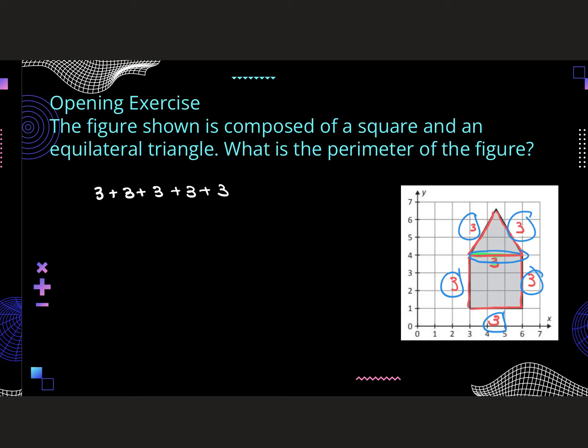So 3 plus 3 plus 3 plus 3 plus 3 gives you 15. And we'll just say units since they did not give us the units here.